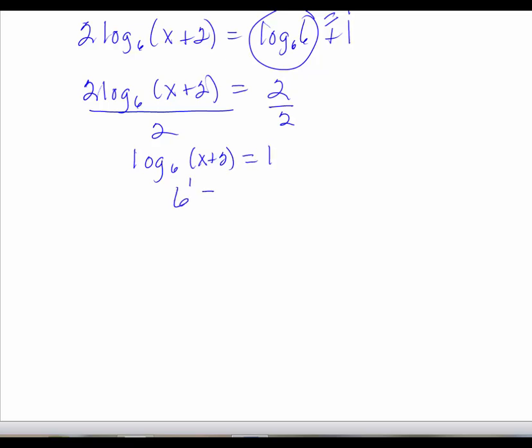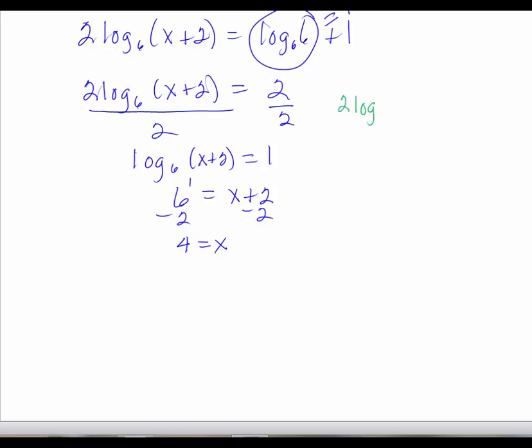Rewrite it in exponential form. So it's just 6 equals x plus 2. Subtract 2 from each side, you get 4 is equal to x. When you check this, it works, but we'll check it.